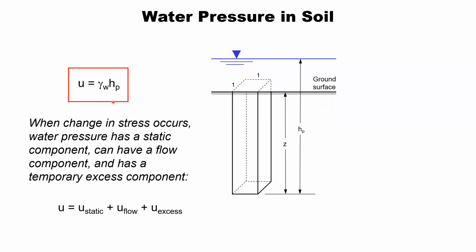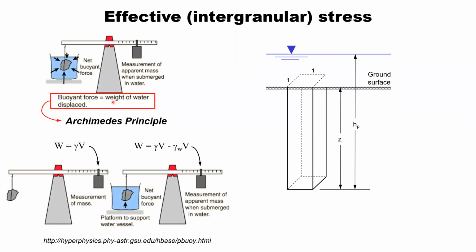Now, these two concepts together, total stress and water pressure, define what we call the effective or intergranular stress in a material. And the easiest way to explain, for me anyway, the concept of effective stress is to go back to Archimedes' principle. What Archimedes' principle is telling us is that when we have an object that is submerged in water, there's going to be a net buoyant force equal to the weight of the water that this object displaces. That's how we get boats to float. And that same concept of buoyancy acts within submerged soils.